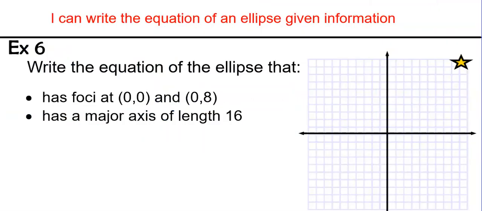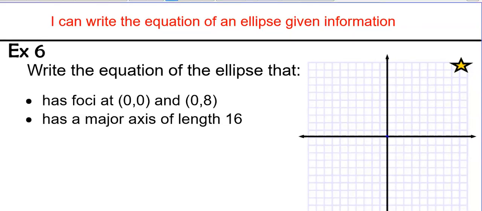All right, example 6. So this time we're just given some information. It says write the equation of the ellipse that has foci at (0, 0) and (0, 8) and has a major axis length of 16. So I would definitely use the graph to give us a visual of what this might end up looking like. So let's plot these foci. We have one of them at (0, 0) and one of them at (0, 8).